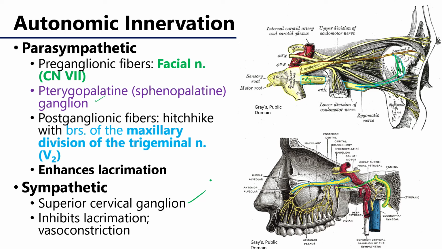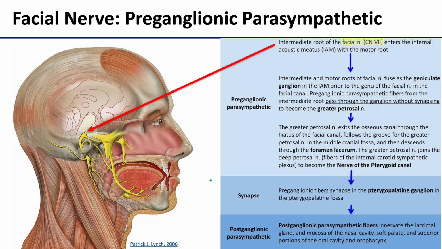And sympathetic stimulation is going to inhibit lacrimation by constricting the arteries which serve the gland. So parasympathetically, you're secreting lacrimal fluid. Sympathetically, you're withholding from secreting lacrimal fluid. Let's take a more granular look at this pathway.